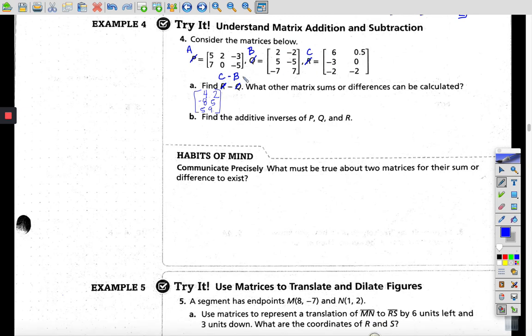We've already subtracted C minus B, but we'll be able to add C plus B. We could subtract B minus C, and we could also add B plus C. The reason we are able to do that is because B and C are both the same dimensions. A's dimensions are 2 by 3. B and C's dimensions are 3 by 2.